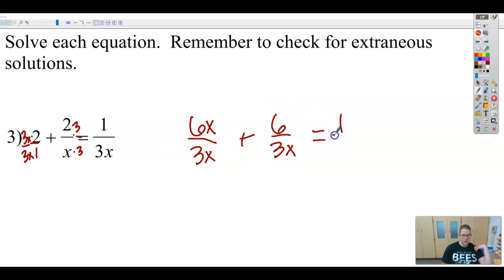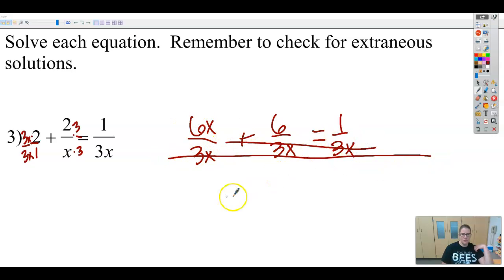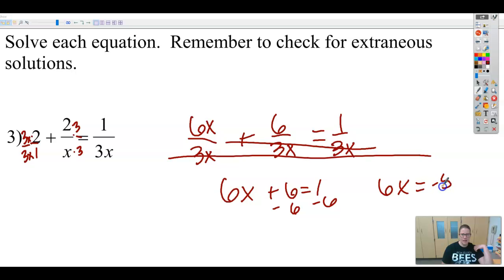equals 1 over 3x. So now that those are the same, I can cross them off, and I'm just looking at this problem across the top. 6x plus 6 equals 1. Subtract 6 from both sides, and 6x equals negative 5. If I divide by 6, x equals negative 5/6. If I plug that in here, 3 times negative 5/6 will not be 0, so my solution is fine.